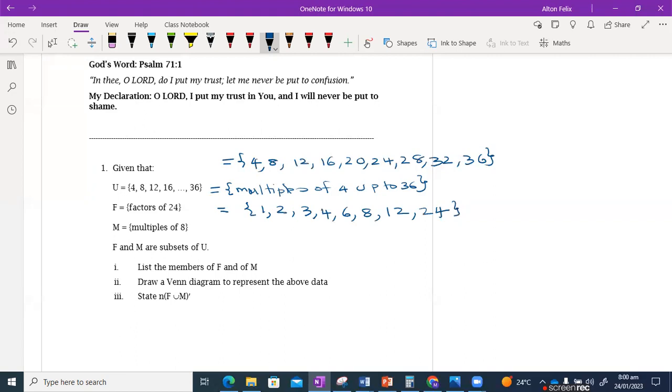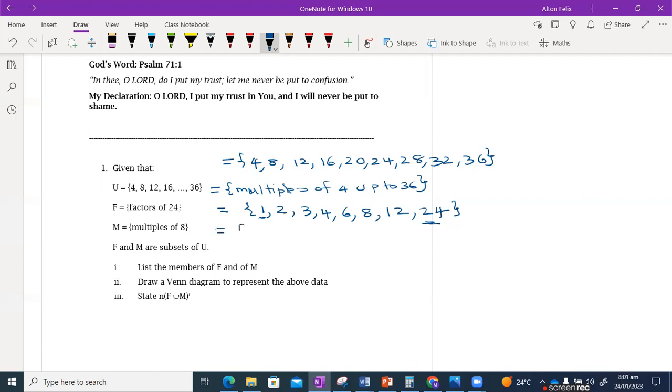Couple things to remember about factors. All these numbers here in the bracket, 24 can be divided by all of these numbers without leaving a remainder. So that is your definition of factors. You simply look for numbers by which 24 can be divided without leaving a remainder, and all those numbers are the factors of 24. The second thing is both 1 and the number itself, 24, are automatically factors. So we begin with 1 and we always end with the number that we are talking about, in that case, 24. Okay, so let's go with set F.